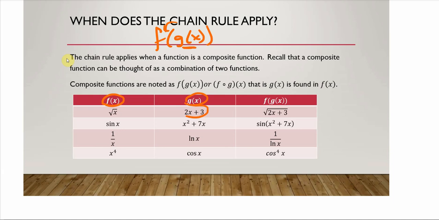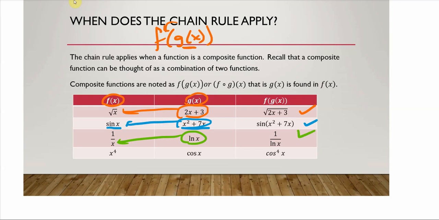So we're going to take this 2x plus 3, and we're going to insert it in there, and my composite function is going to be the square root of 2x plus 3. In my second example, my original function is sine of x, and my g function is going to be x squared plus 7x. If I take this and insert it in there, I'm going to end up with sine of x squared plus 7x. In my next scenario, I have 1 over x, and for my g function I have ln of x. So if I take this and plug it in there, I'm going to end up with 1 over ln of x. So that's a composite function.